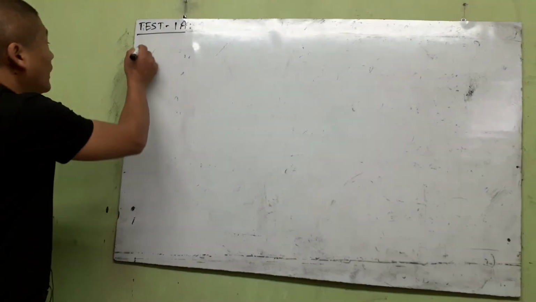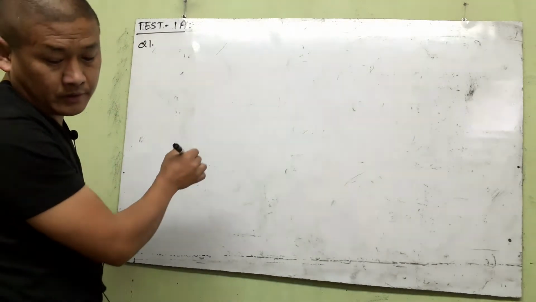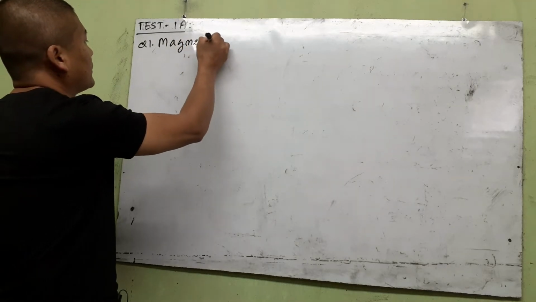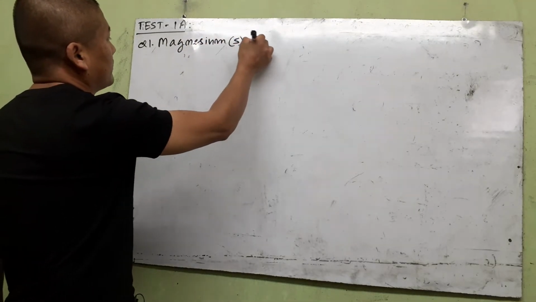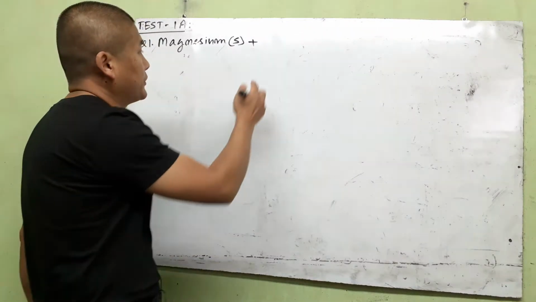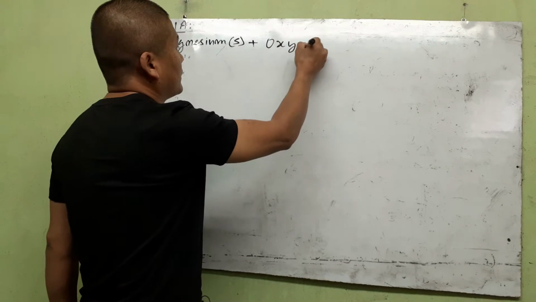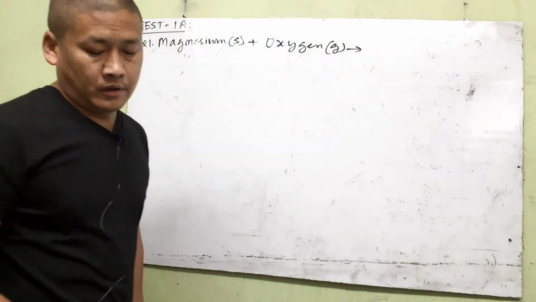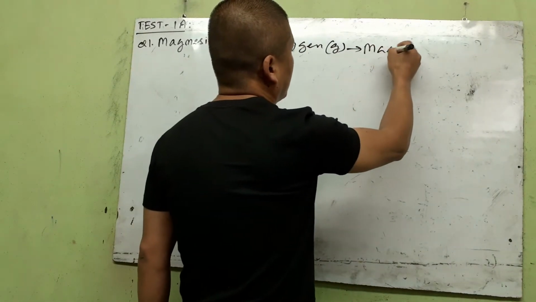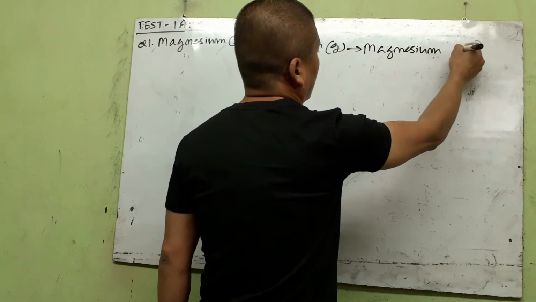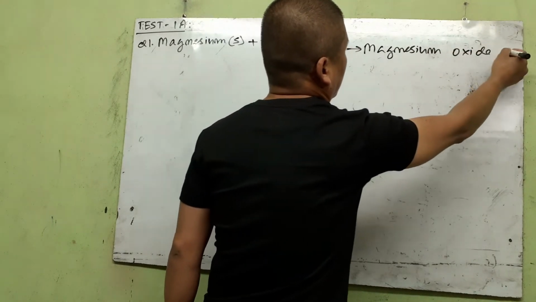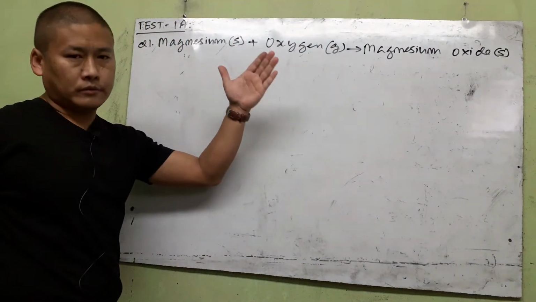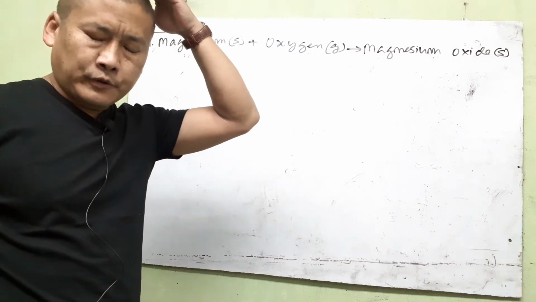For example, the first one we can start with is the word equation is given as, you can follow me as we write, magnesium in solid form burns or reacts with oxygen in the gaseous form to give us magnesium oxide. So here magnesium oxide, which is in the solid form. So we are writing it down, the first one, to show how exactly we will be answering this question.